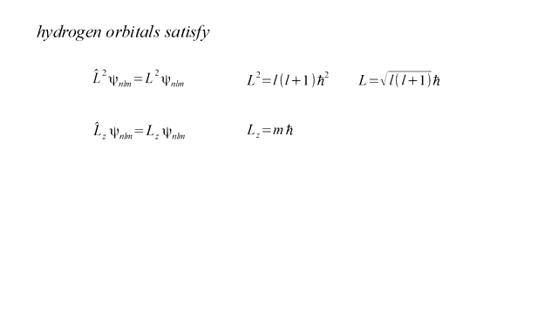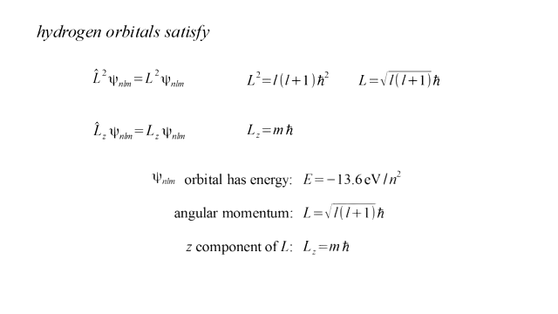We now see the physical significance of the three quantum numbers n, l, and m. n determines the energy, l determines the magnitude of angular momentum, and m determines the z component of angular momentum. Quantum mechanics doesn't appear to allow us to know the full angular momentum vector, only its length and one component.